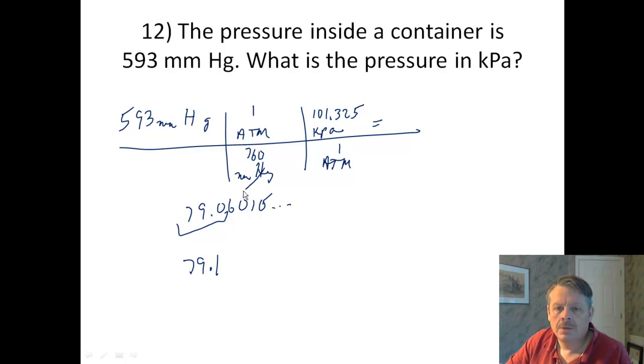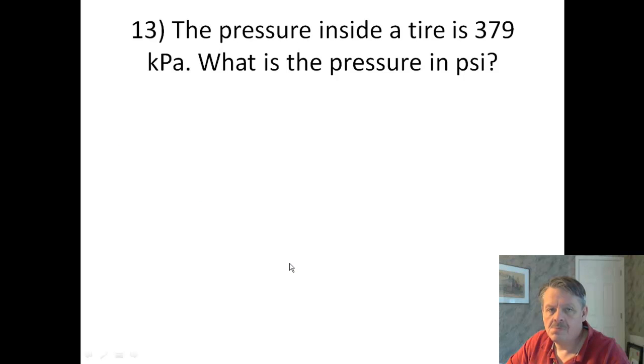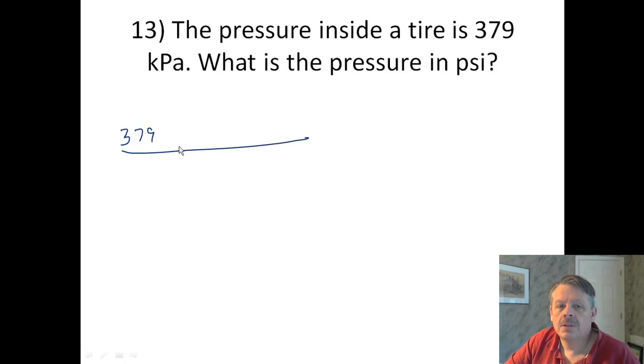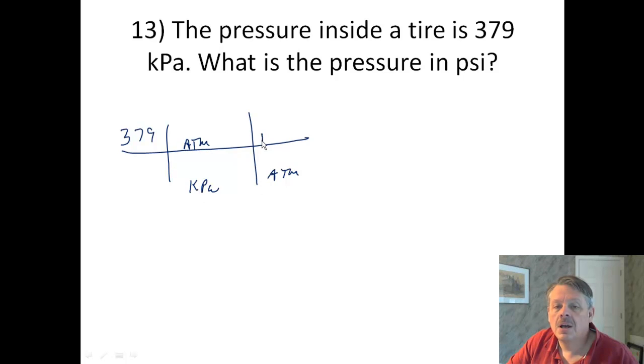And notice I've canceled millimeters of mercury. I've canceled atmospheres. I have kPa left. kPa are what I was trying to get to. So 79.1 kPa. Number 13, the last question. We are starting with kPa, 379 kilopascals. And if I have kilopascals, I can go to atmospheres. Am I done? No, I'm not done because I don't want atmospheres. I want PSI, pounds per square inch.